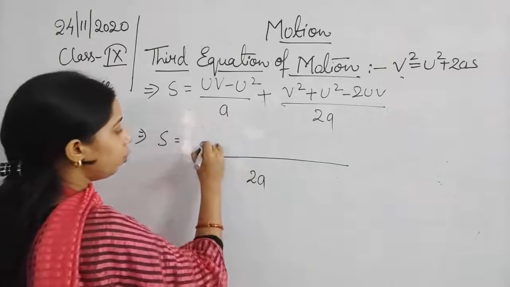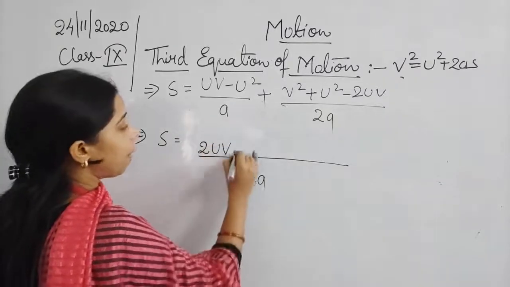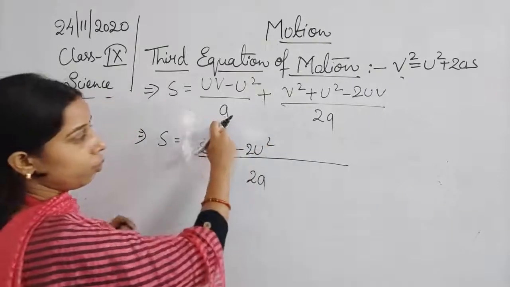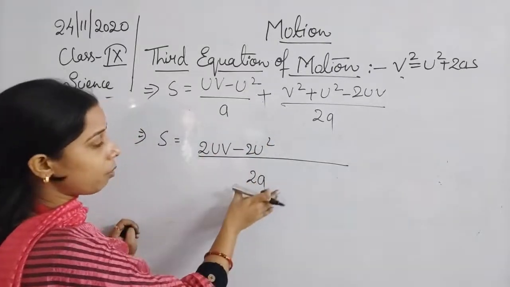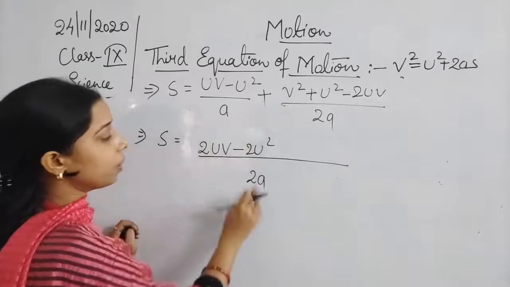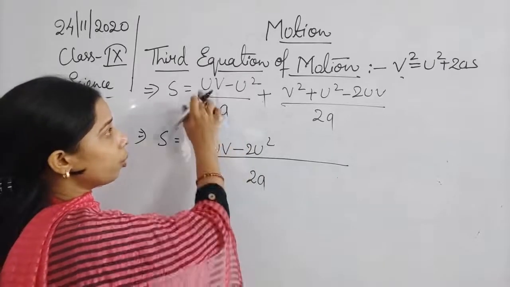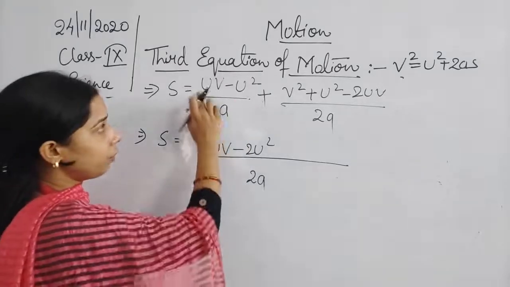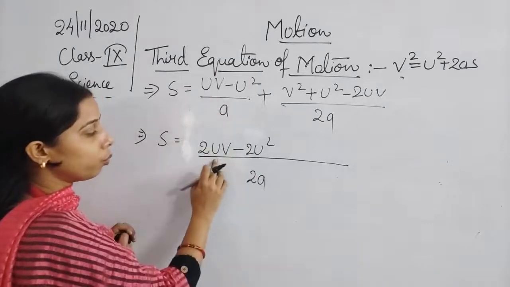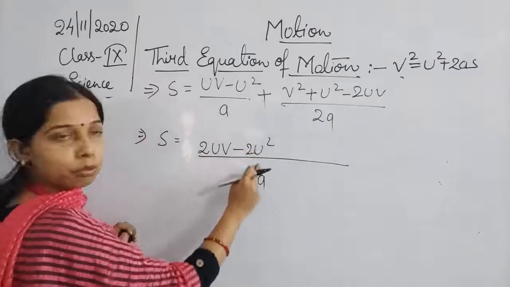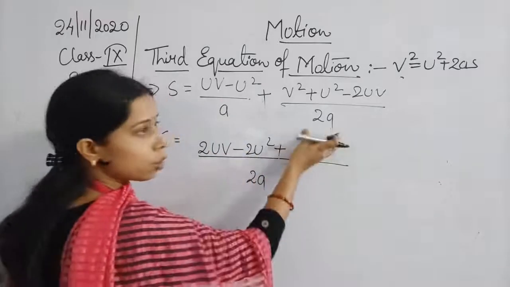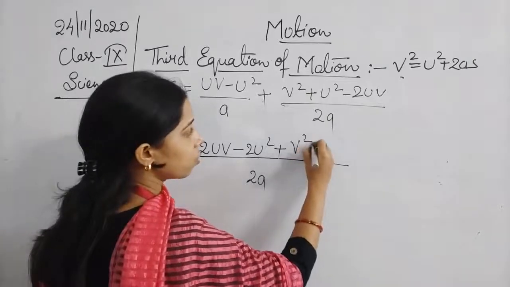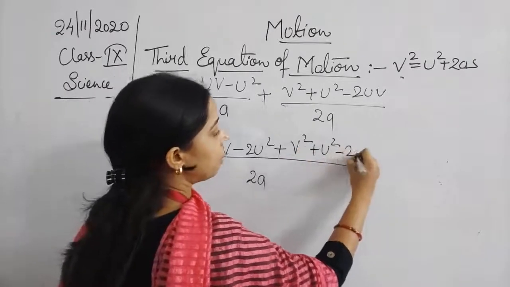So here 2UV minus 2U square. You can see here, students, if you take the LCM of this 2A and solve it, 2 will multiply with both of them. So 2UV, if you multiply 2 with UV, it will be 2UV minus 2U square plus. It is 2A only, so there will be no change in this segment. So it will be V square plus U square minus 2UV.